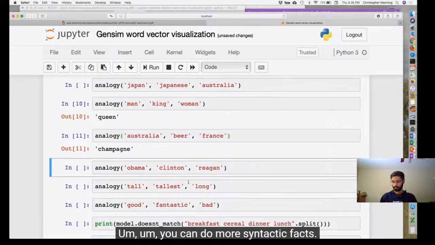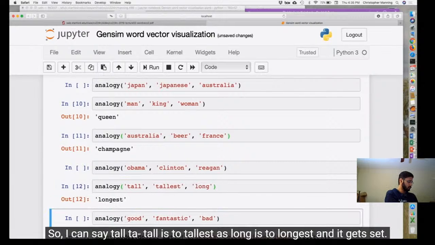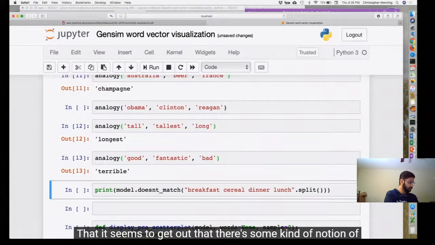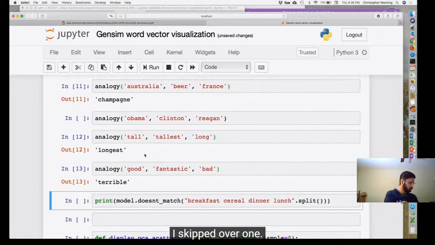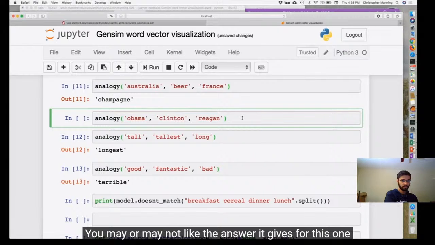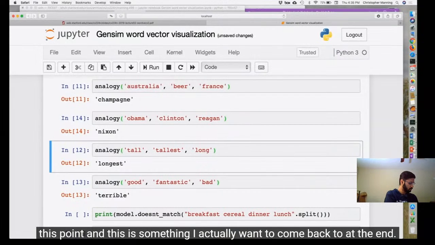You can do more syntactic facts, so I can say tall is to tallest, as long is to longest, and it gets that. If I say good is to fantastic, as bad is to terrible, it seems to get out that there's some kind of notion of make more extreme direction and get this direction out. Oh, I skipped over one. Obama is to Clinton as Reagan is to... You may or may not like the answer it gives for this one: as Obama is to Clinton, Reagan is to Nixon.